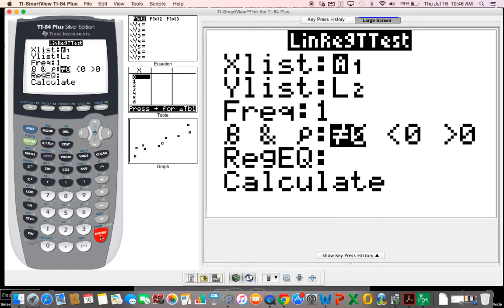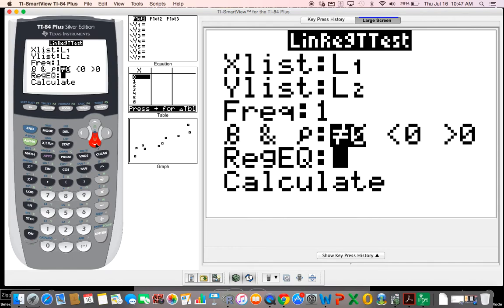So what I do is the linear regression t-test, and I tell the calculator where I put my list for X and my list for Y. So L1 and L2. Come down to your frequency. Guys, this beta and rho probably looks a lot like hypothesis testing. It is. Think of beta and rho. Well, I'll get into that later. Let's keep it simple on this one.